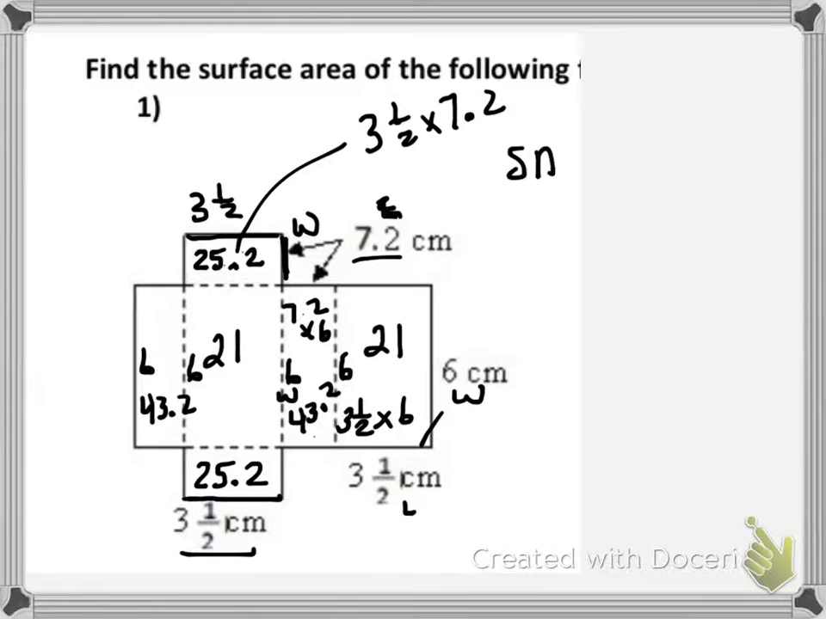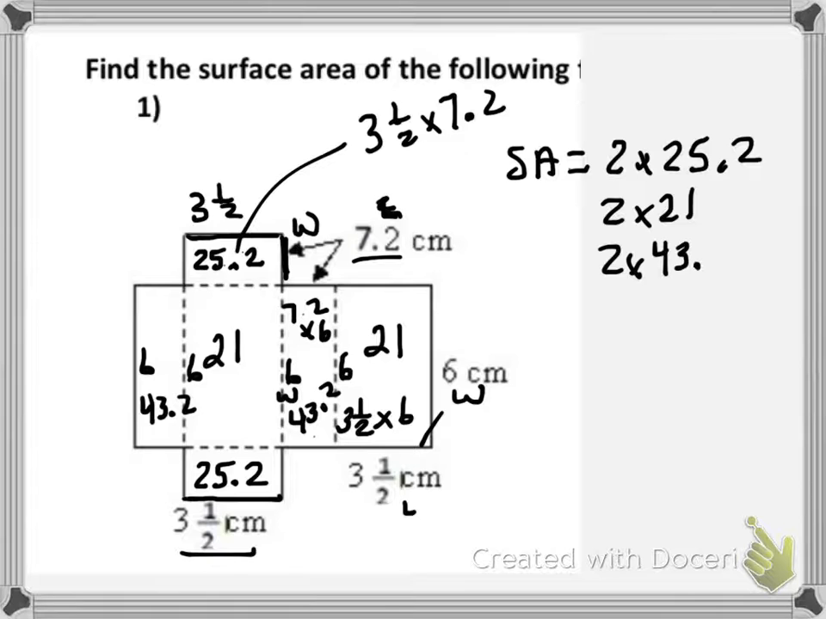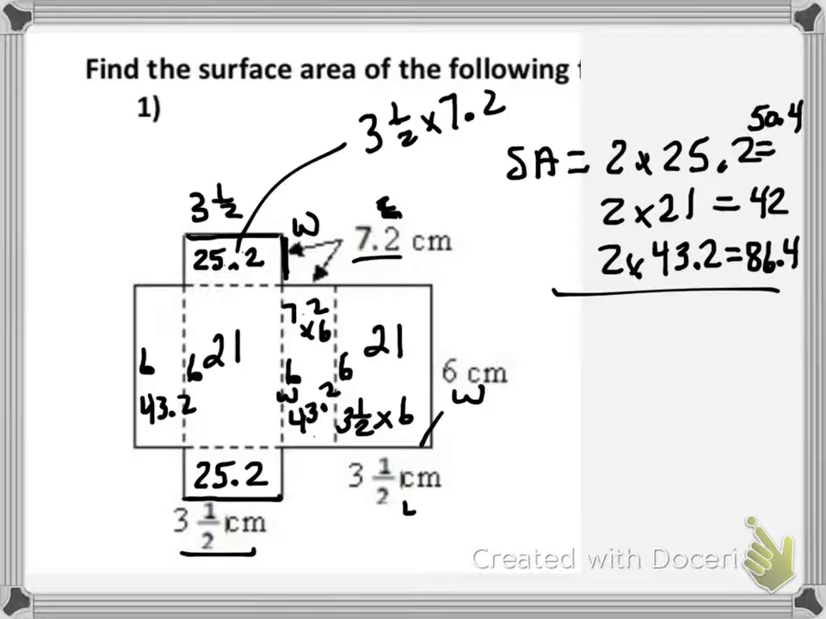So let's find the surface area now and add all of those together. We have 2 groups of 25.2, 2 groups of 21, and 2 groups of 43.2, and we're going to add all those together. Well, the 25.2, double that, gives us 50.4. If I double 21, that gives us 42. And doubling 43.2 gives us 86.4. So let's add those together, and that's a surface area of 178 and 8/10 centimeters squared.